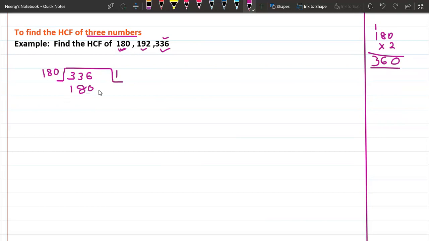So now you have to subtract. 6 minus 0 is 6, and here 13 minus 8 will be 5, and 2 minus 1 will be 1. Now you have got the remainder 156. So we will make one more bracket over here. You only have to copy the previous divisor inside the bracket, and your divisor is ready because the remainder is a divisor only. Now we have to divide 180 by 156.